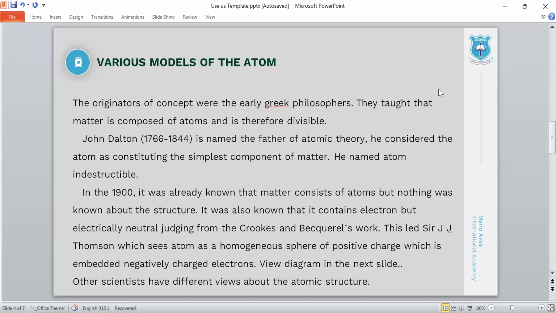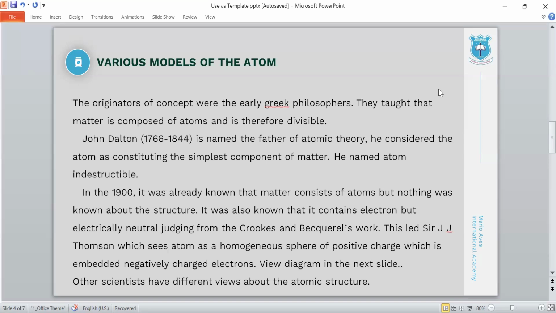Let's talk about the various models of the atom. The originators of the concept were the early Greek philosophers. These are the persons who started this work on the existence of atom and the structure. They taught that matter is composed of atoms and is therefore divisible.